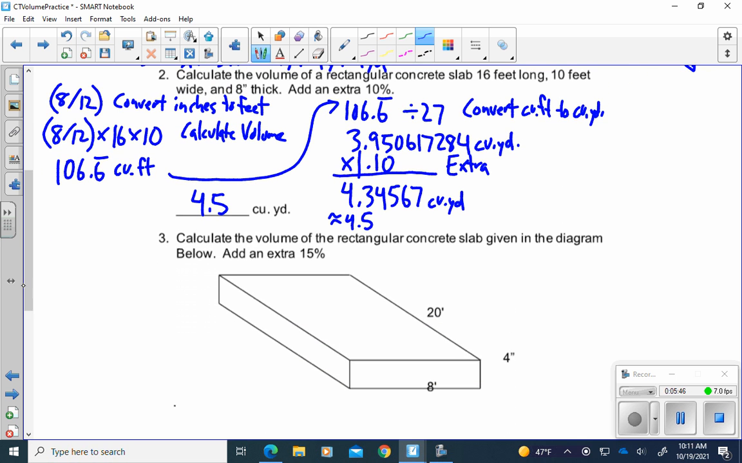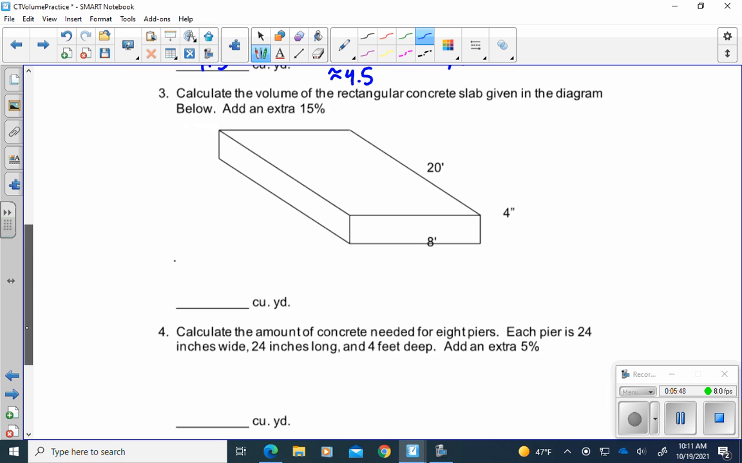Number 3. Calculate the volume of the rectangular concrete slab given the diagram below. Add an extra 15% this time. So same steps. We want to convert the inches. So we'll do our 8 inches divided by 12. We'll kind of leave that and then go right into calculating the volume. 8 divided by 12, multiply by length and width.